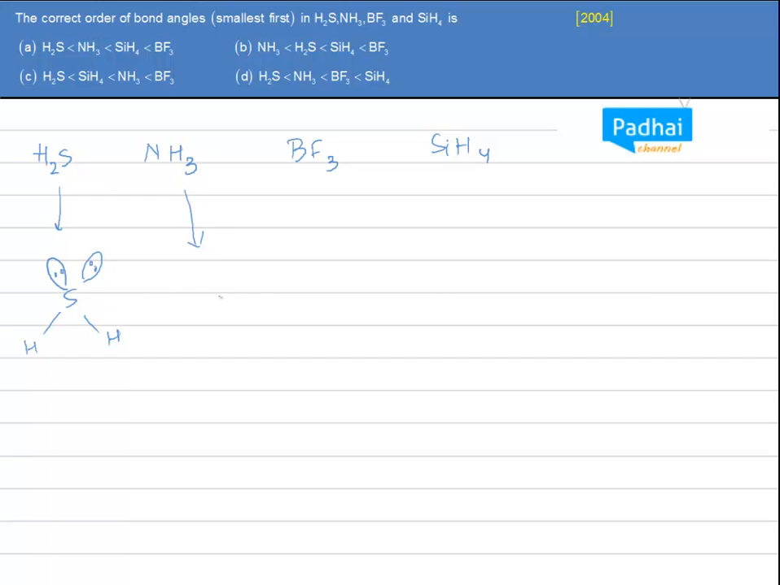Nitrogen will also be having a tetrahedral sort of structure, H-H and one lone pair. Now, BF3 has 3 in its outermost octet. So it is making 3 bonds and with no lone pairs. That means it is having a, this is 120 degree basically. So it is having a triangular structure, triangular planar, right. SiH4 will be having again a tetrahedral sort of a structure, right.